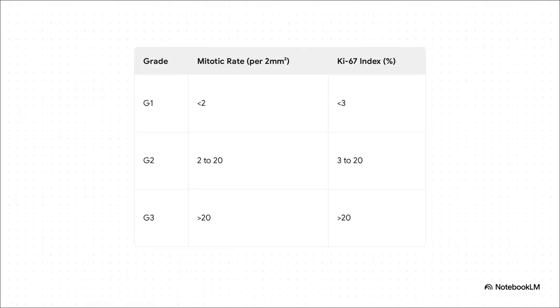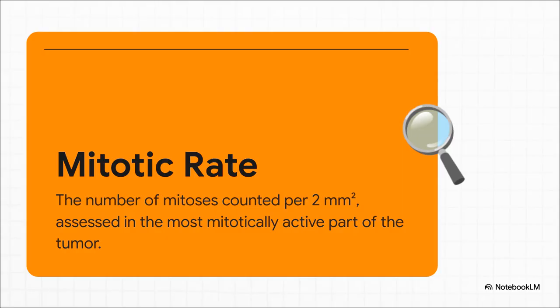This table is basically your cheat sheet for grading. It's all about figuring out how fast the tumor cells are dividing. And we measure that proliferative speed in 2 key ways, by counting the mitoses and by looking at the Ki-67 index. Now for the mitotic count, you've got to play detective. You don't just count in any random spot. You have to scan the slide and find the hot spot, the area where the cells are dividing like crazy. Once you find that spot, you count the number of mitoses in a 2 square millimeter area.